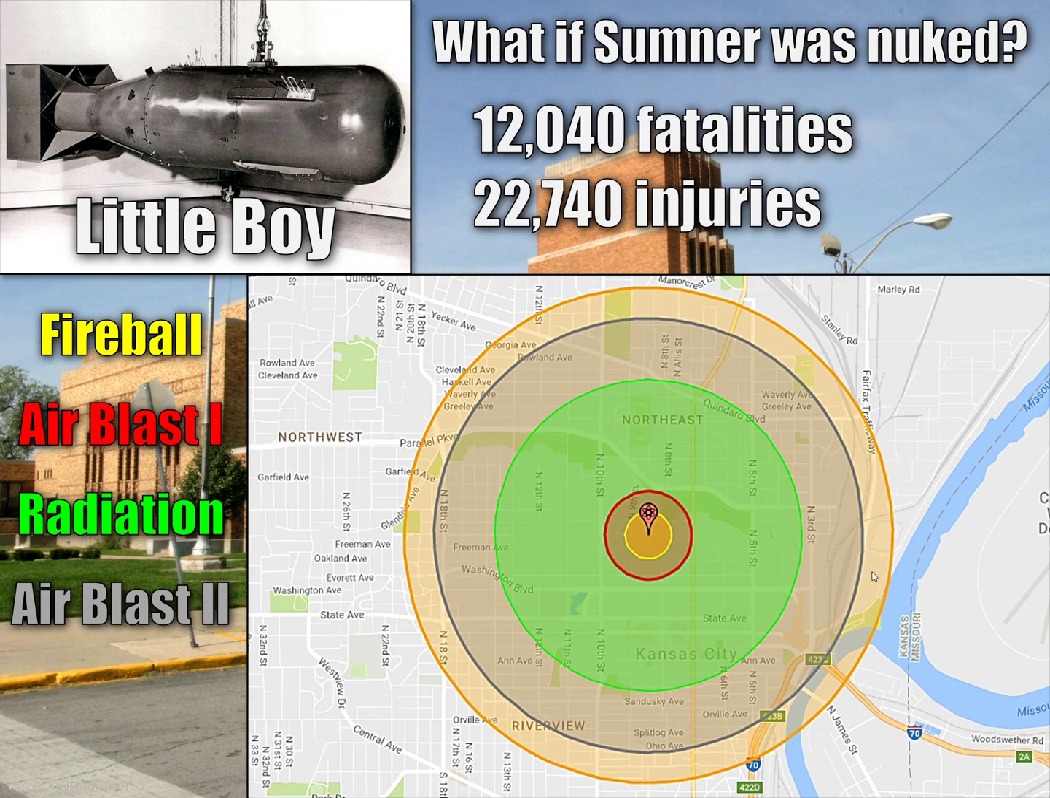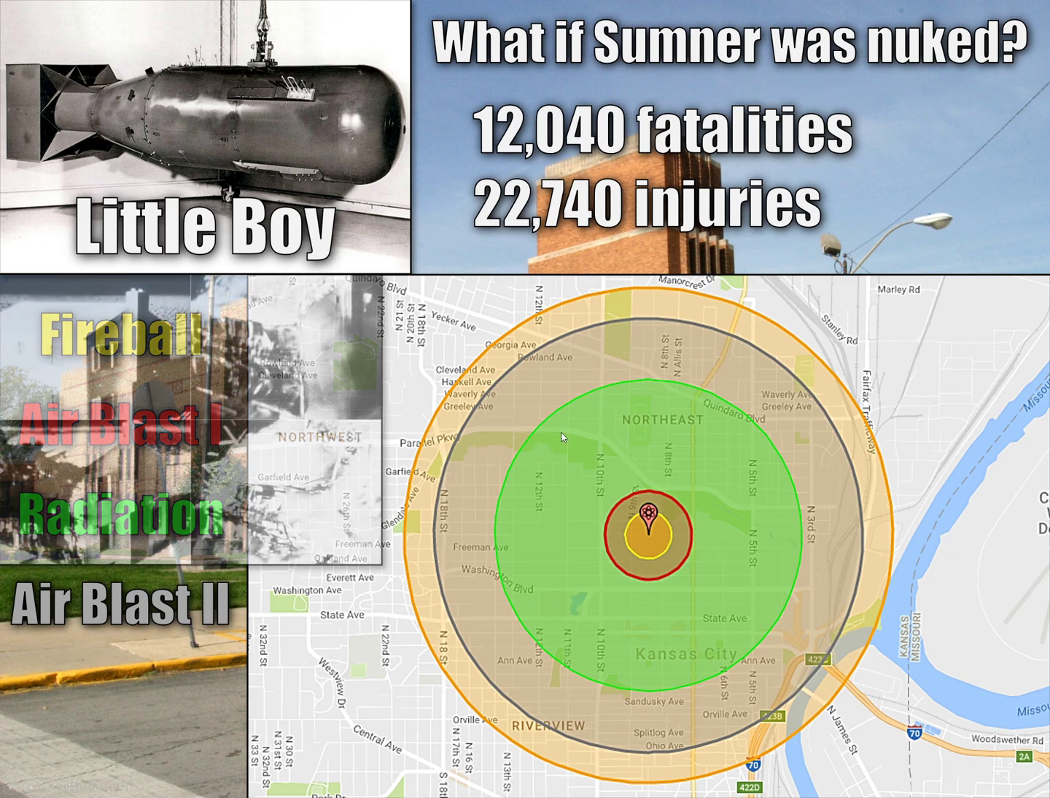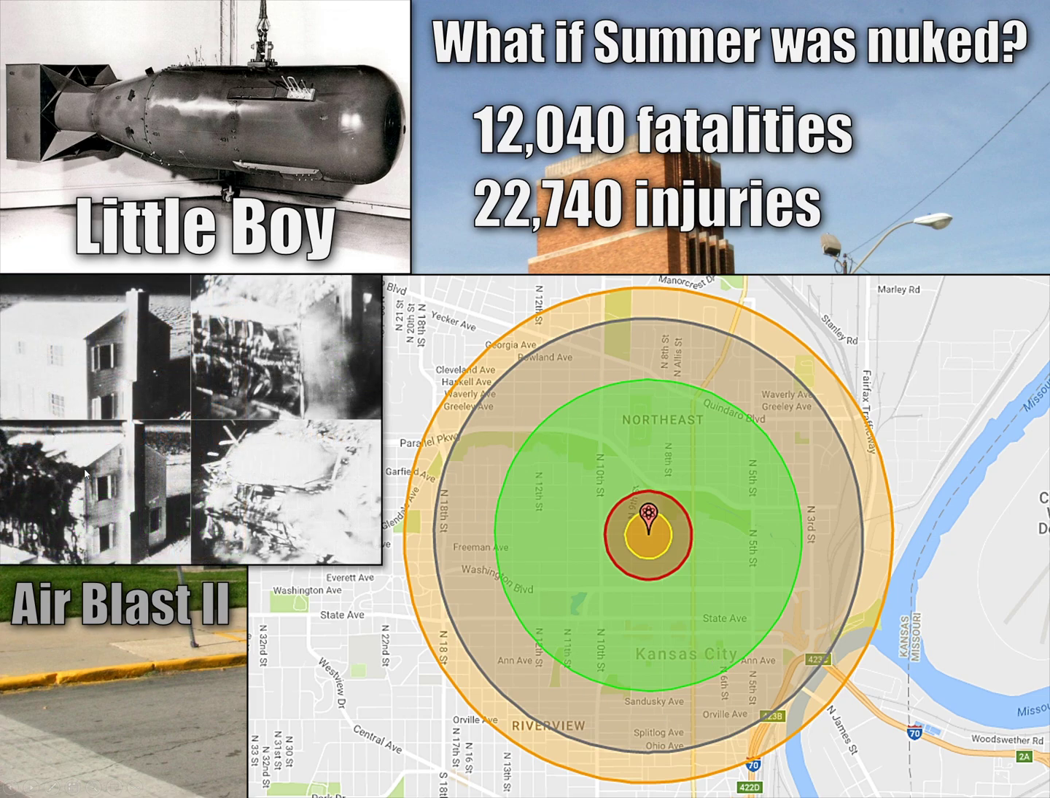Air blast 2 is this gray line here, and any wooden structure, and most houses are made of wood, any wooden structure will get destroyed by air blast 2. That's what you saw in the video of that house getting blown apart. That's air blast 2 in this radius here. So anyone within that radius, your house is going to get destroyed.